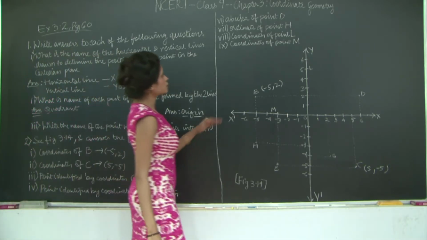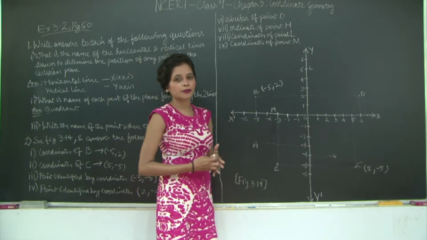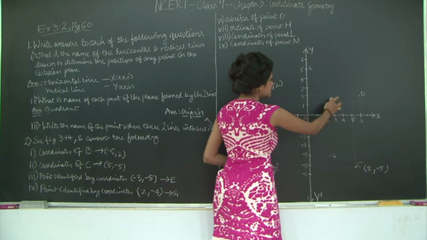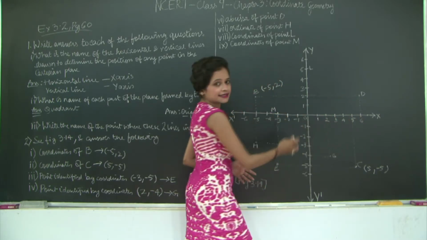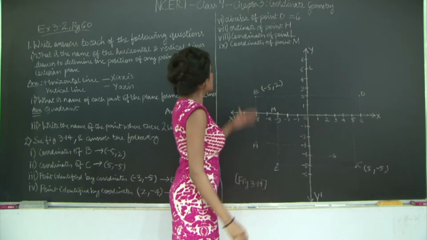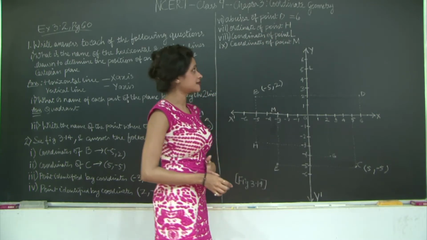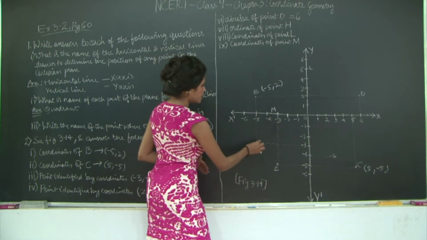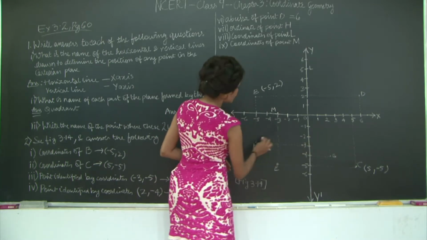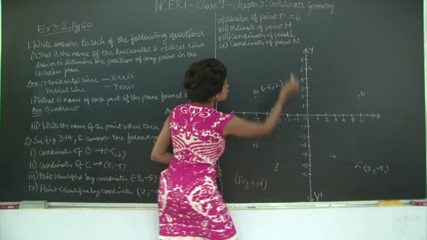Moving on, question 3. Abscissa of point D. So, what is abscissa? Abscissa is the x coordinate, which is the perpendicular distance from the y axis. So, my point D is here and the perpendicular distance from the y axis is equal to this distance, which is 6. So, this is 6. Ordinate of point H. Ordinate is the y coordinate, which is the perpendicular distance from the x axis. So, let us locate point H first. Okay. Now, from the x axis, the ordinate is this distance, which is equal to this distance, which is minus 3.